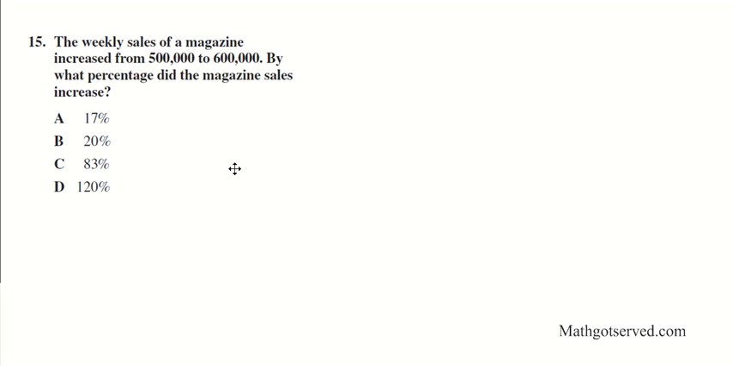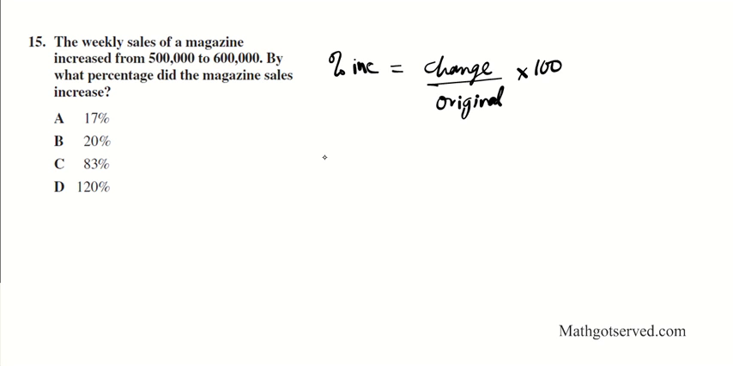It says weekly sale of a magazine increased from 500,000 to 600,000. By what percentage did the magazine sales increase? So we're going to use the same formula. Percent increase is basically the change divided by the original multiplied by 100. Okay? So let's do the change first, because we know everything else. The change is basically 600,000 minus 500,000, which is basically 100,000.